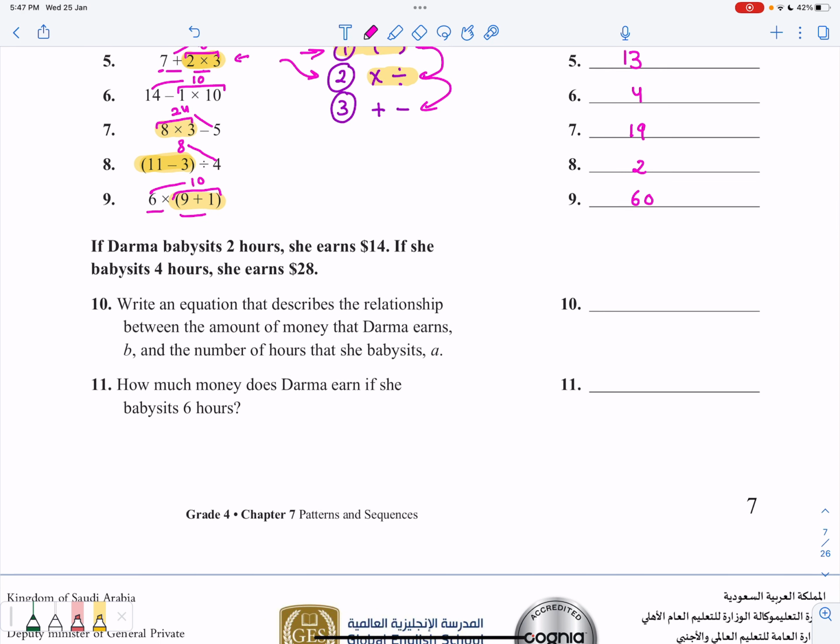Then we have: if Dharma babysits 2 hours, she earns $14. If she babysits 4 hours, she earns $28. Now let's see what happened here. Write an equation that describes the relationship between the amount of money that Dharma earns, B, and the number of hours that she babysat, A.